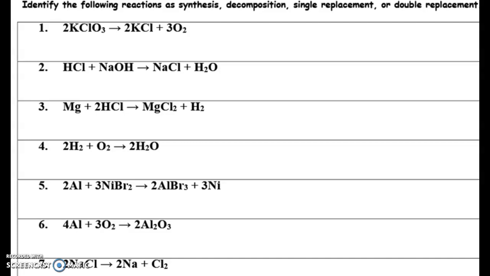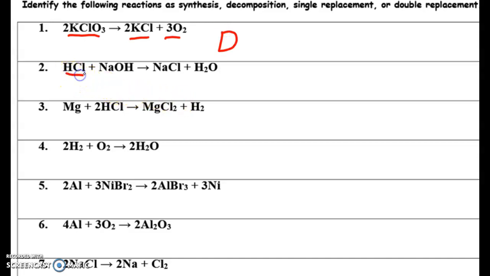Hello chemistry students, I'm going to go through and just show you some examples identifying reaction types. The directions here say identify the following reactions as synthesis, decomposition, single replacement, or double replacement. There's no combustion reactions on this practice, but you would recognize those if you see a hydrocarbon plus oxygen makes carbon dioxide and water. Alright, so the first one, you start with one compound and it breaks down into two, so that has got to be a decomposition.